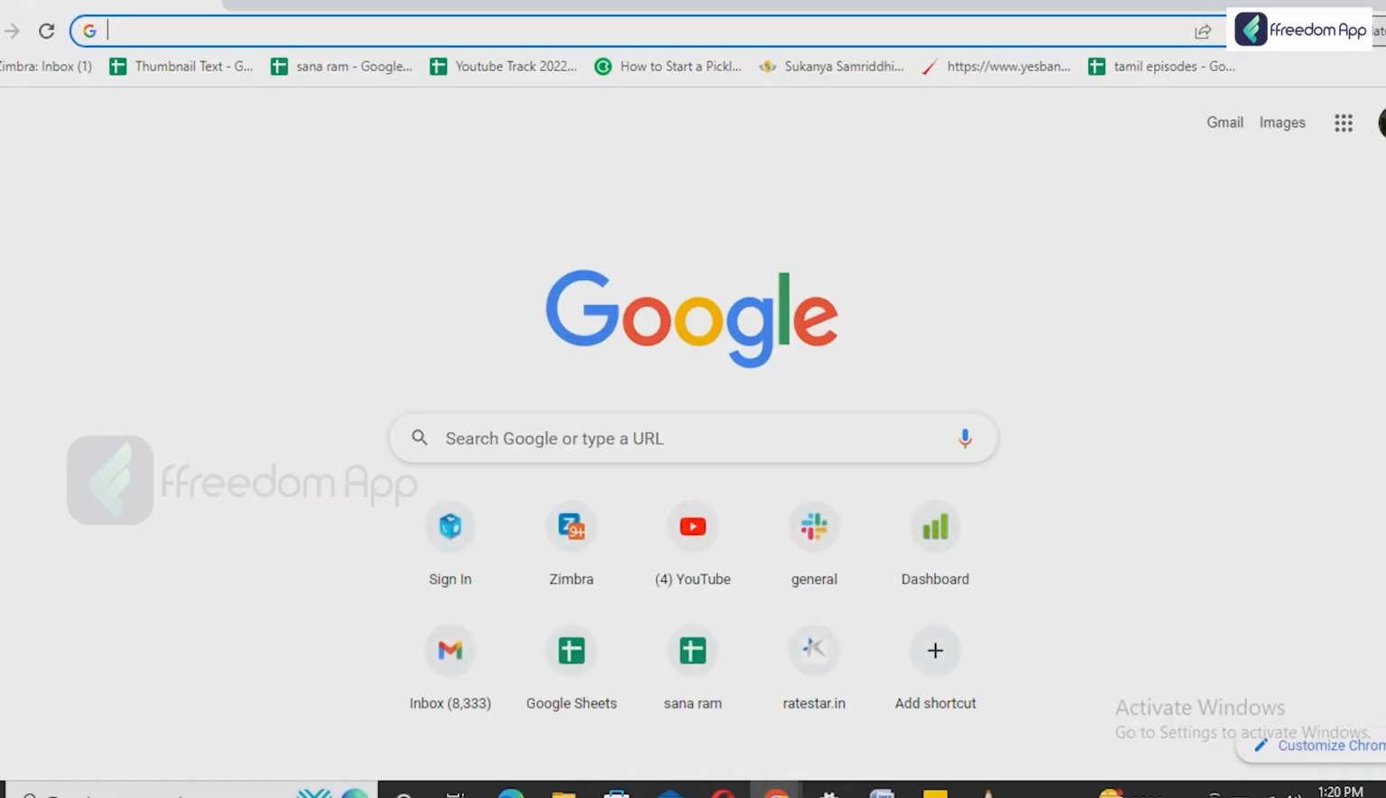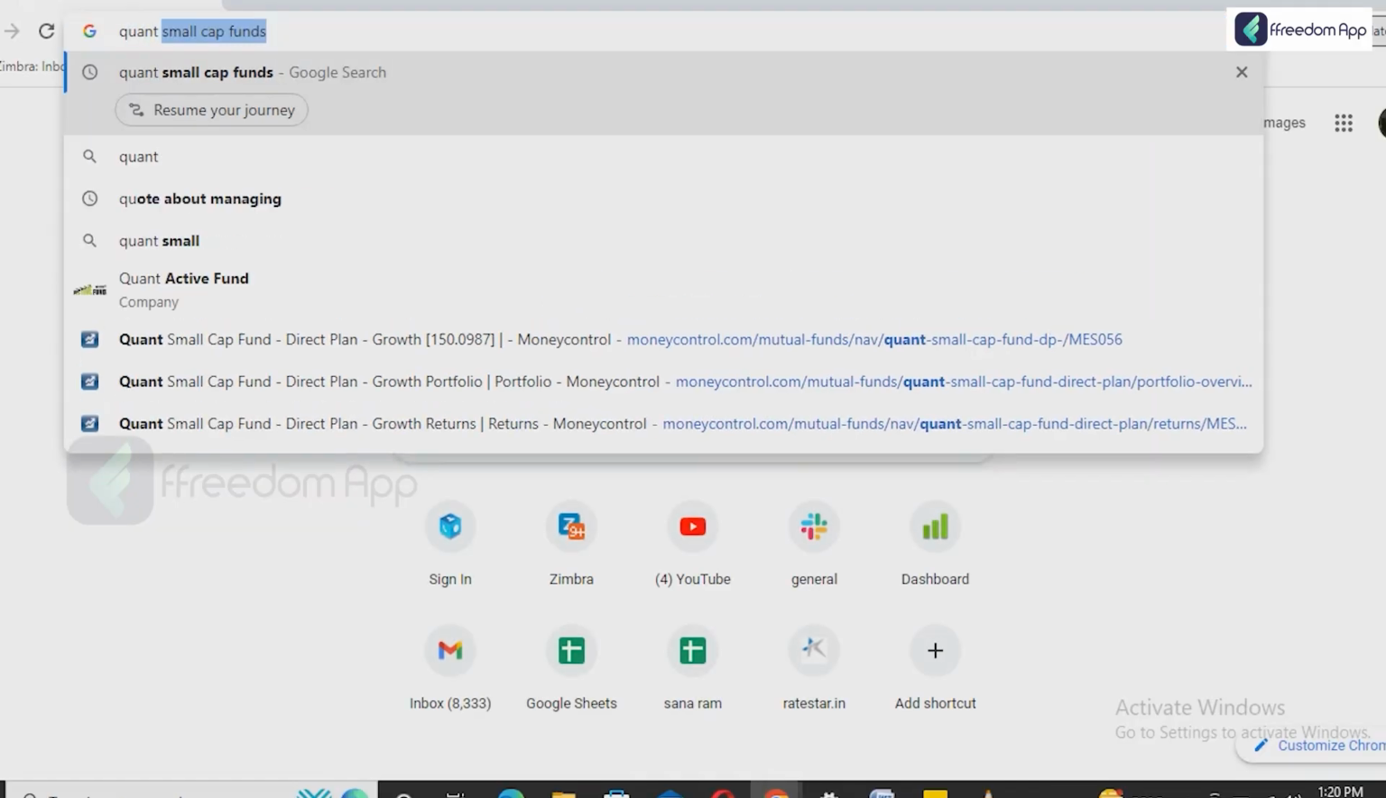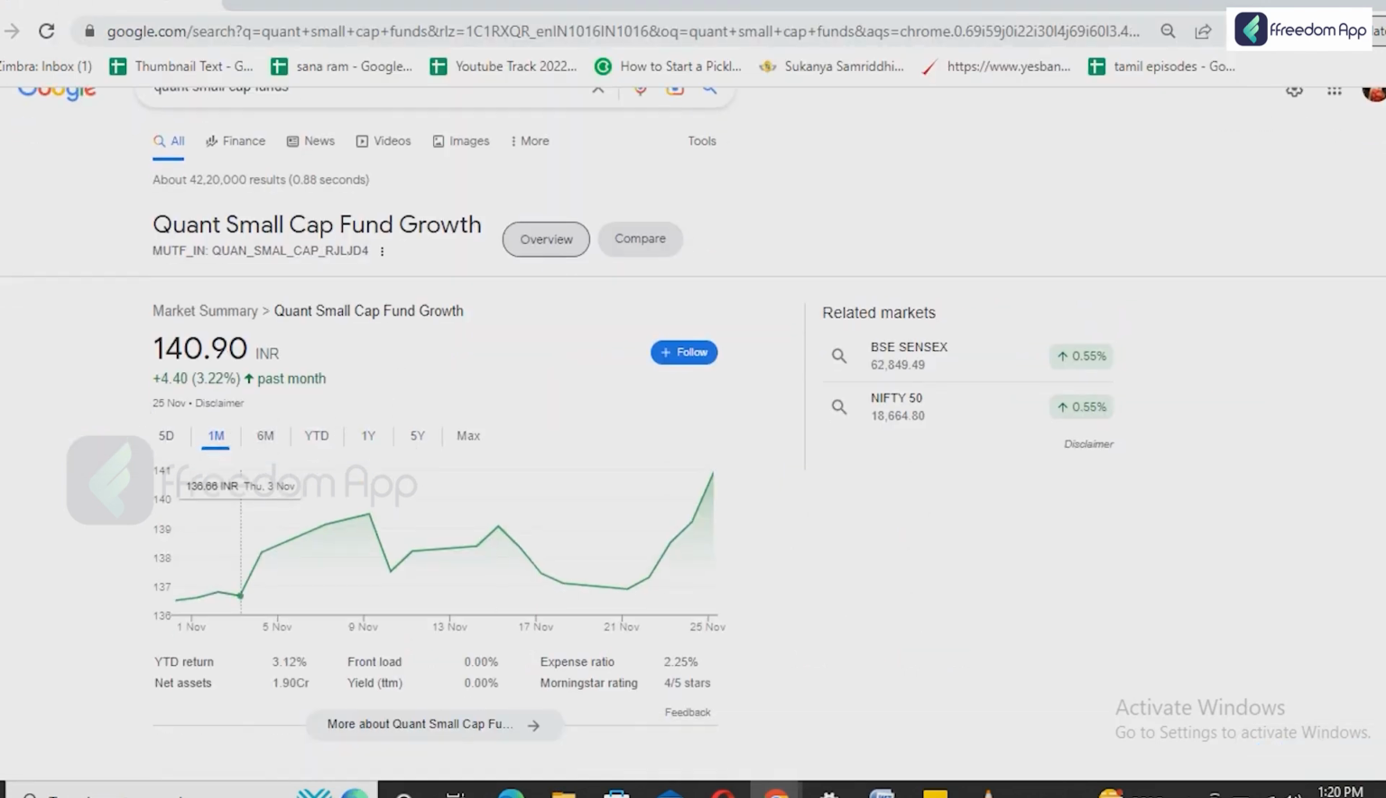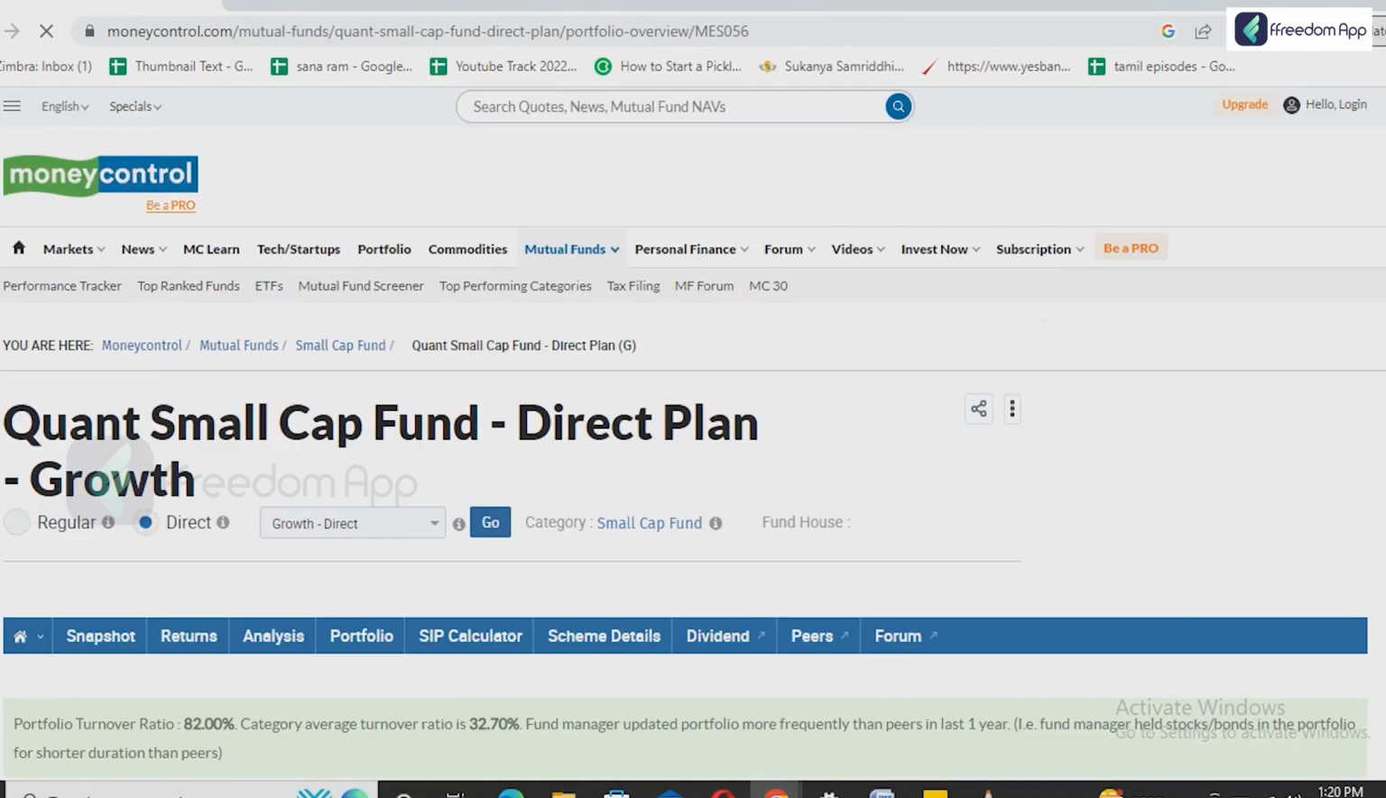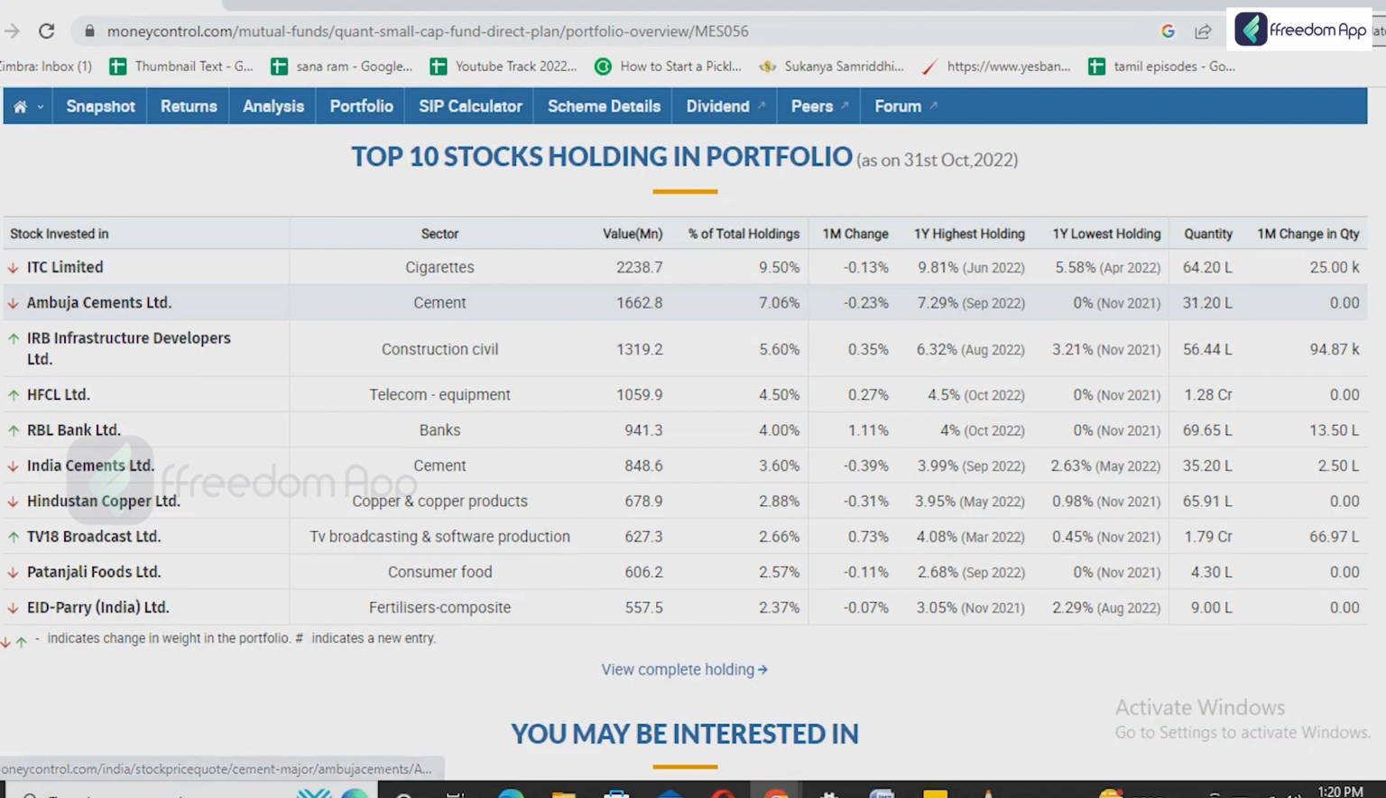So how do we do that? I'll show it to you through screen recording. See it. Open Google. I'm typing Quant Small Cap Funds. I'll just scroll down a little and I'll open the portfolio. So here I can actually see the companies in which the fund manager has invested. He has invested in ITC, it has gone down, but he has invested in IRB Infrastructure Developers, it has performed well. And the same thing applies with RBL Bank Limited, it has also performed well.